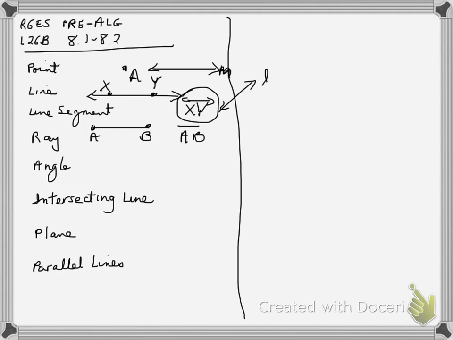A ray is a portion of a line having one endpoint and goes infinitely in the other direction. So if we draw something like this, it'd be like breaking a line in parts. You have the point on one side, and it goes infinitely in the other direction, and we would also write it, we'll take any other point on it, and we'll write this as ray AB.